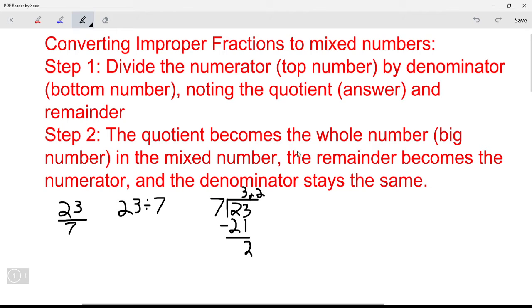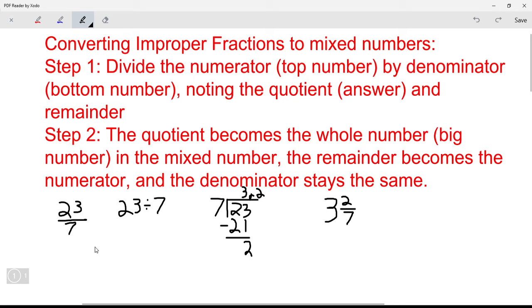Okay, so it says the quotient becomes the whole number, which is the big number, 3. The remainder becomes the numerator, or the top, 2. The denominator stays the same, so it's 7. So it's 3 and 2 sevenths.